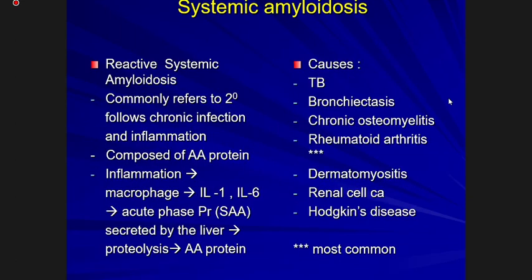For the previous one, it is amyloid light chain, right? But it is caused by the aggregation of the B cell product.